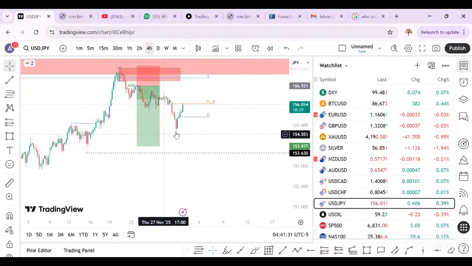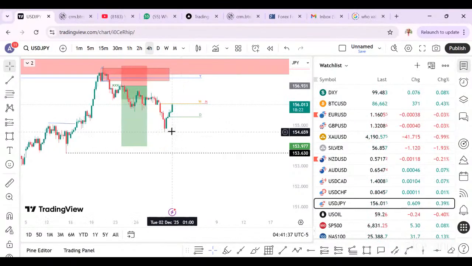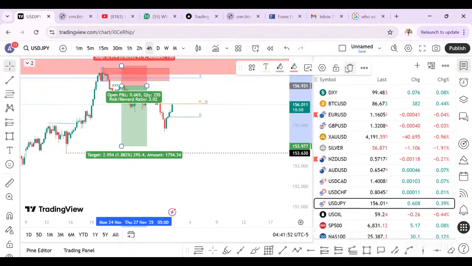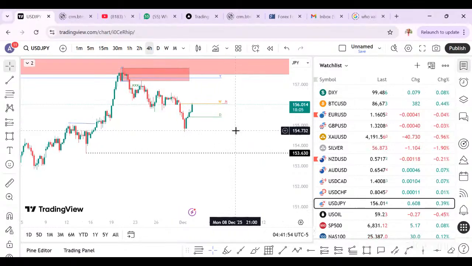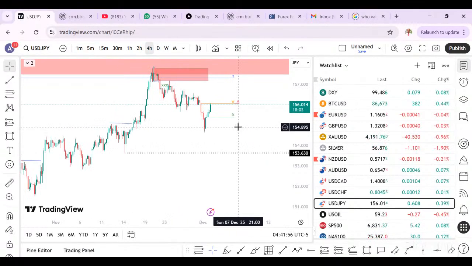Price came to almost 60% of my target before moving. And when I discovered that price gave this bullish engulfing candle here on this bearish on 4 hours, I closed the trade. That's what we call trade management. So for now, I'm off this and let's see how it will play out.